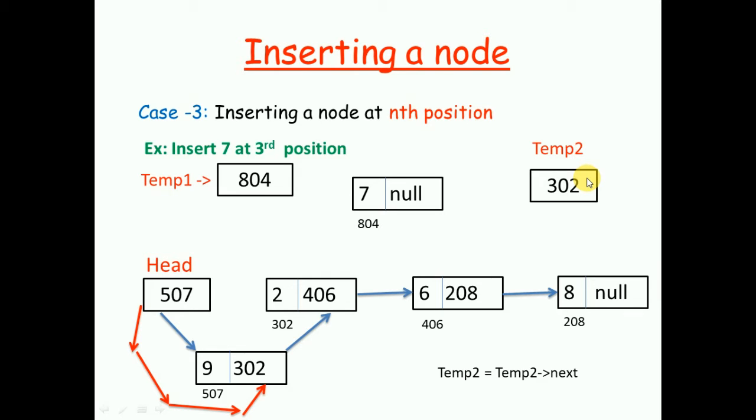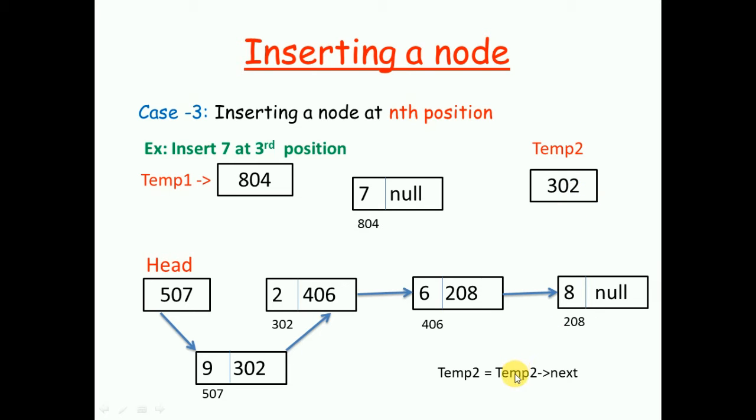Okay, 507 then 302. What is 302? 302 is the address of this node. Okay, then actually we are doing this by using this line, like let me show you quickly. Yes, temp2 is equal to temp2 dot next. Okay, temp2 is 507, so 507 points to this node. 507 next, what is 507 next? 507 next will be 302. So 302 is written now here.